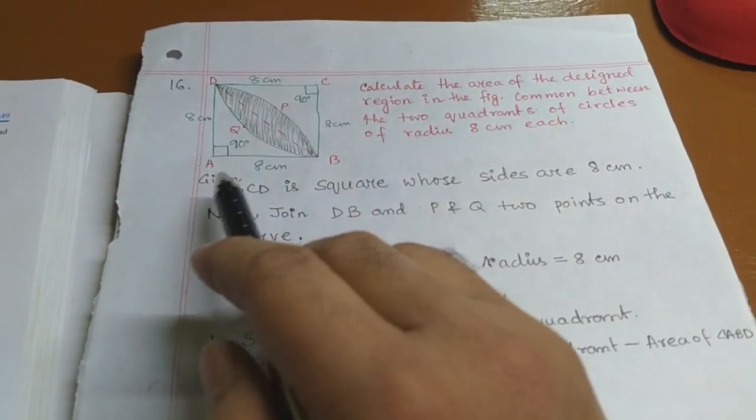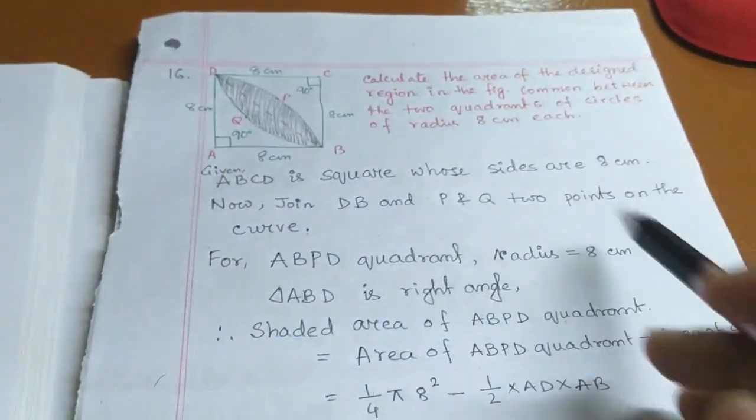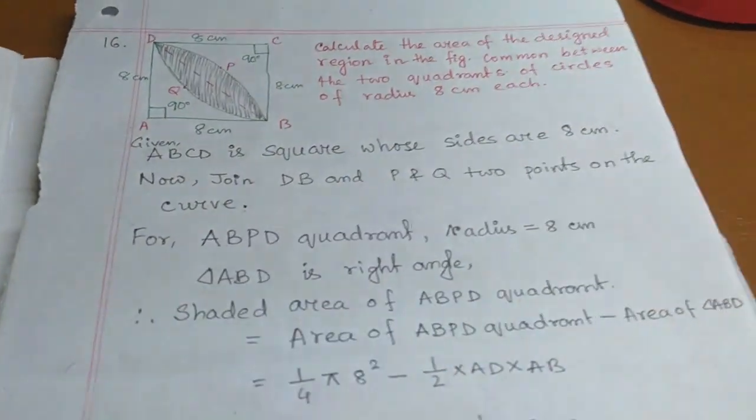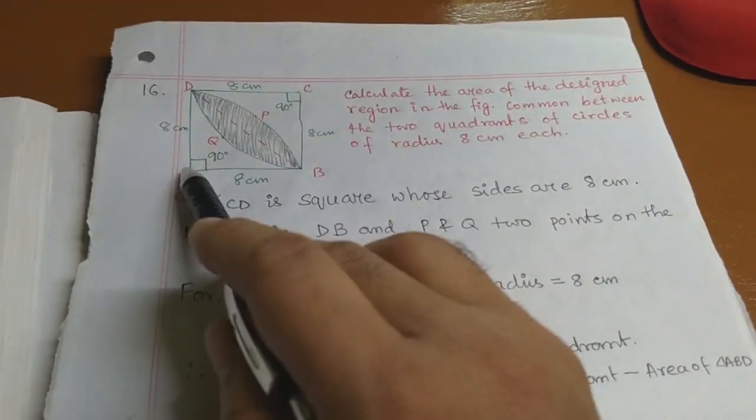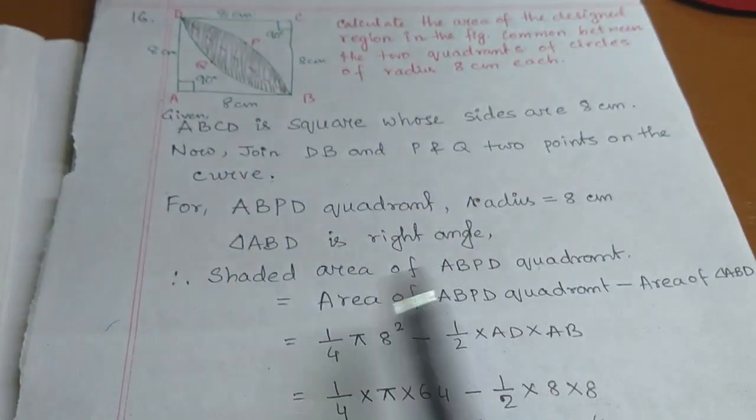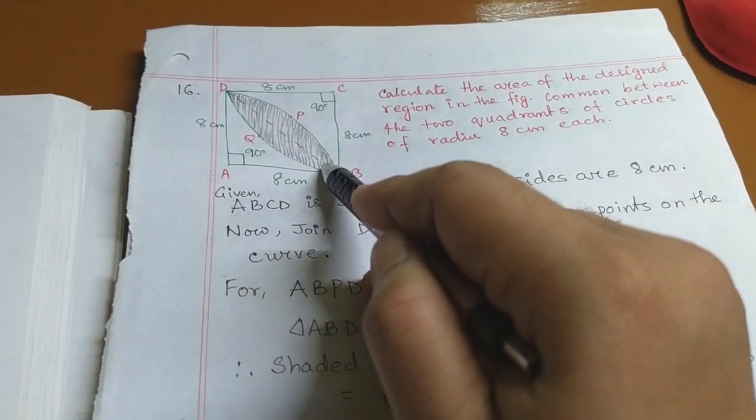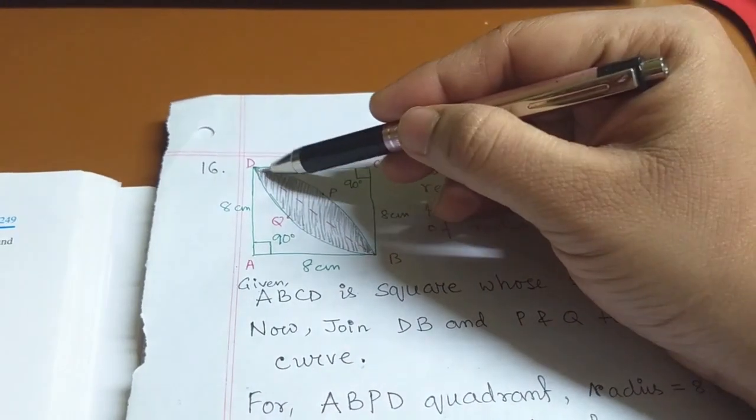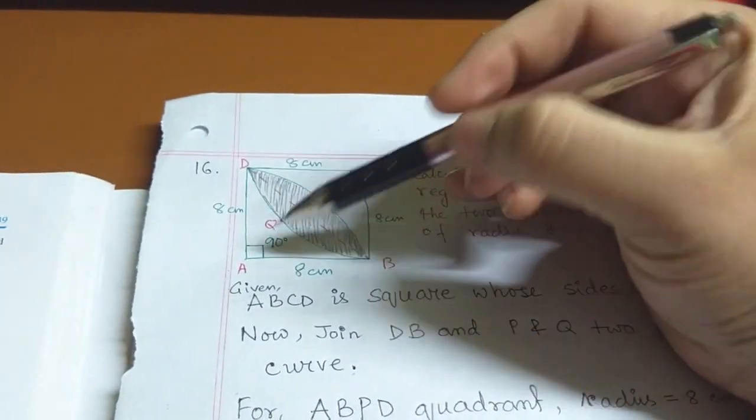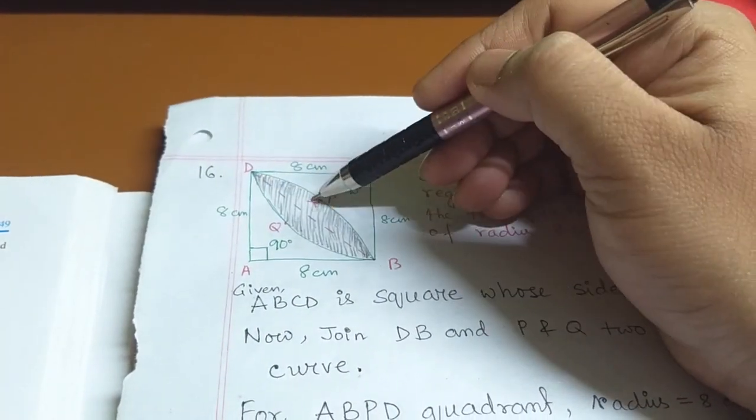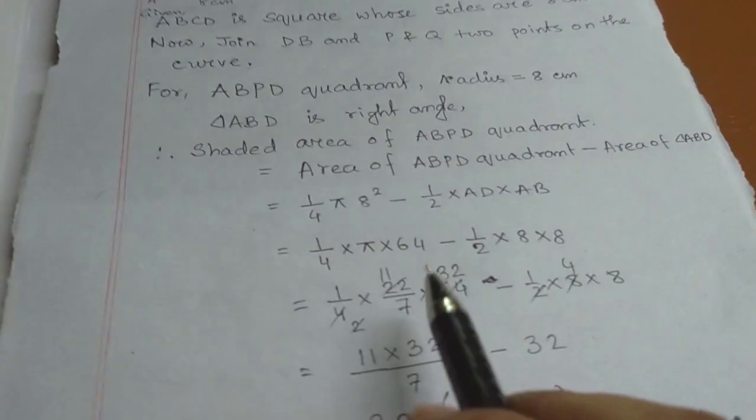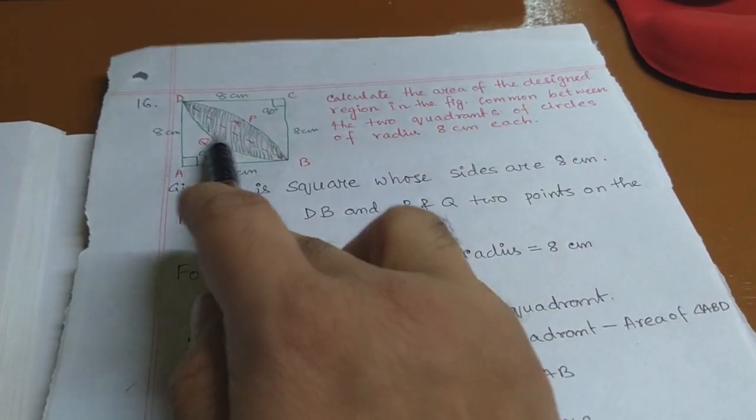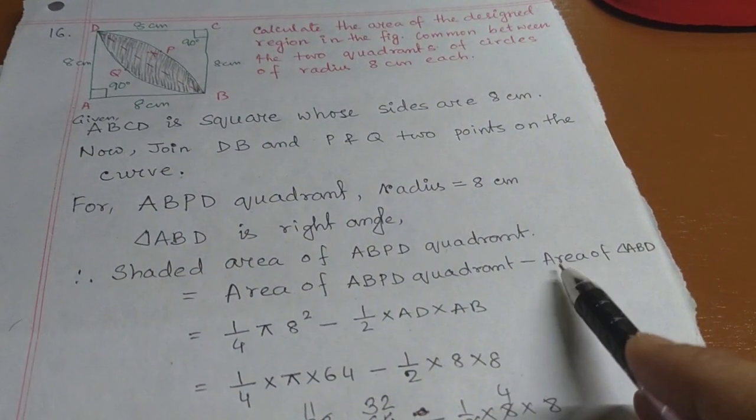Next, ABPD quadrant. For the ABPD quadrant, the radius is 8 centimeter. And ABD is a right angle triangle, right? For the ABPD quadrant, what will be the shaded part? Only this cross part will be the shaded part, right? So shaded area of ABPD quadrant equals area of ABPD quadrant minus this triangle ABD, minus area of ABD triangle.